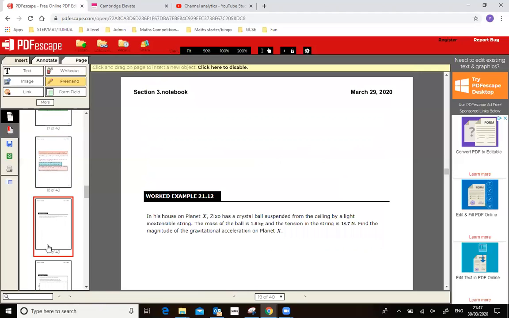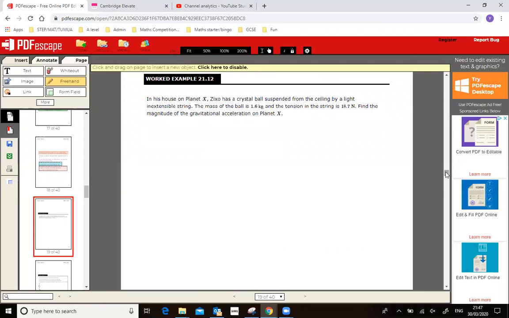Okay, let's have a look at an example. The question says: in his house on planet X, Zuzo has a crystal ball suspended from the ceiling by a light, inextensible string. The mass of the ball is 1.6 kilograms, and the tension in the string is 18.7 Newtons. Find the magnitude of the gravitational acceleration on planet X.